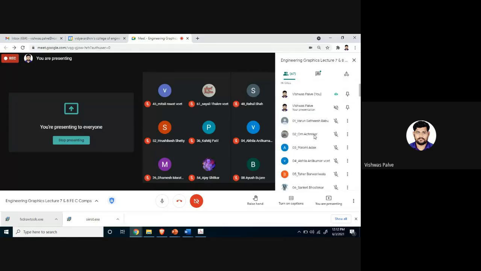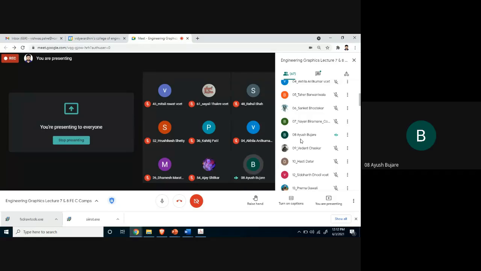Roll numbers. Let me check the attendance now. Roll number 1, 2, 3, 4, 5, 6, 7, 8, 9, 10, 11. 11 absent. So 11 is not present for complete lecture. So he is marked absent. Okay. Roll number 8. Where is roll number 8? Yes, present. आज भी late join हुए? आयुष? नहीं सर, पहली Okay. प्रेजेंट के बाद थोड़ी देर में ज्वाइन हुआ था.